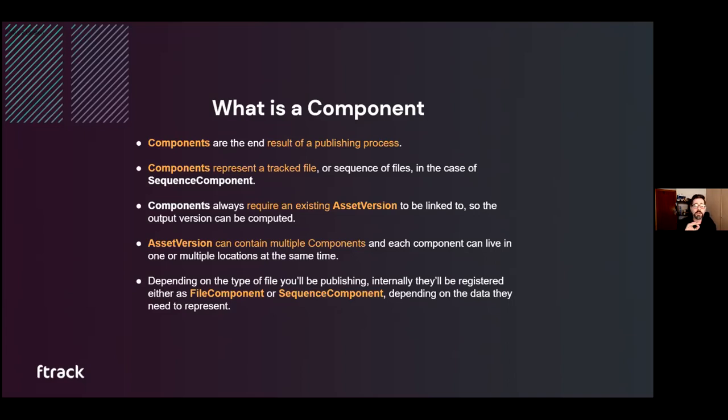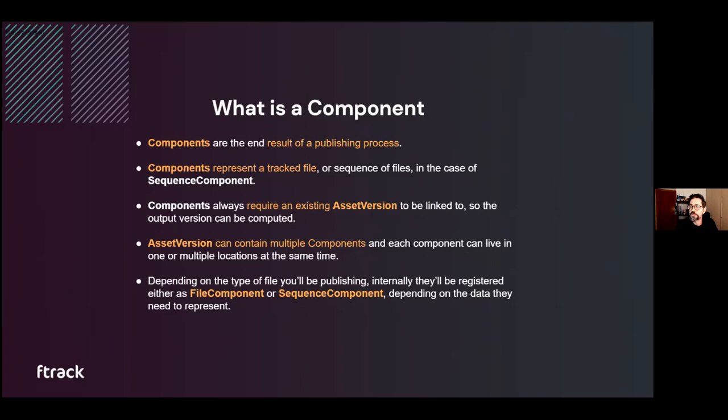Something to bear in mind, components always require an existing asset version to be published to. Why? Because we need a version fixed. So first we have to tell the server, I book a version. Basically you publish a version, I book this version, and then I start adding components to it, so it's possible to calculate where the file path and version will end up.